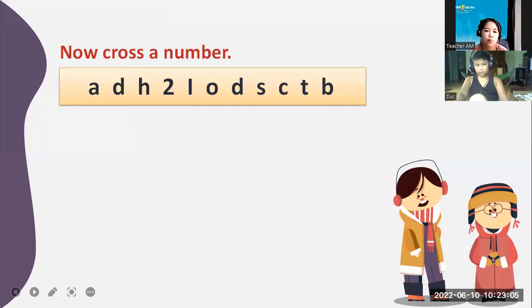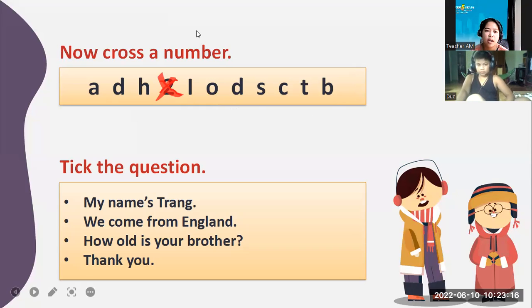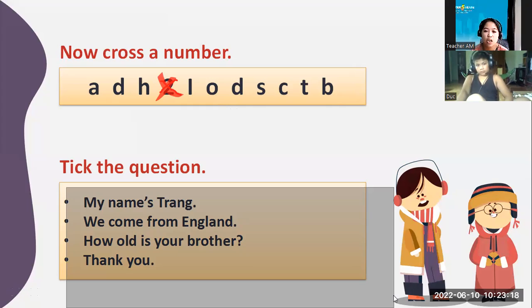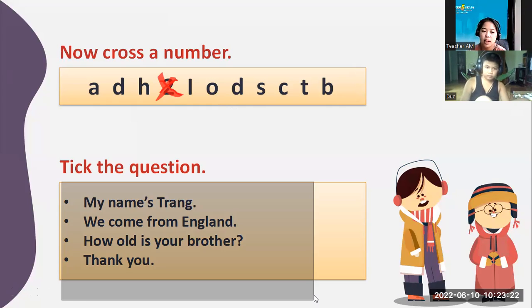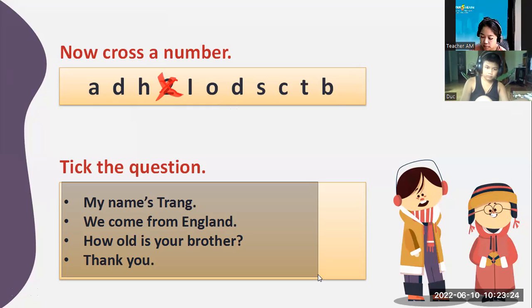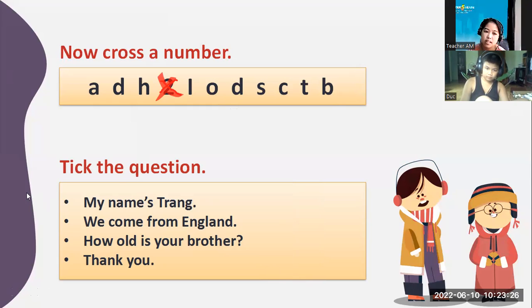I want you to cross a number. Cross a number here. Okay, that's correct. So now, tick the question. Put a tick in the question. Where is the question here? Very good. You got it right.